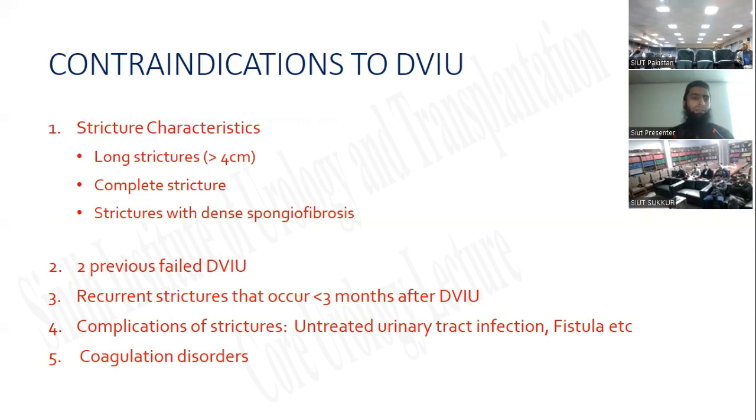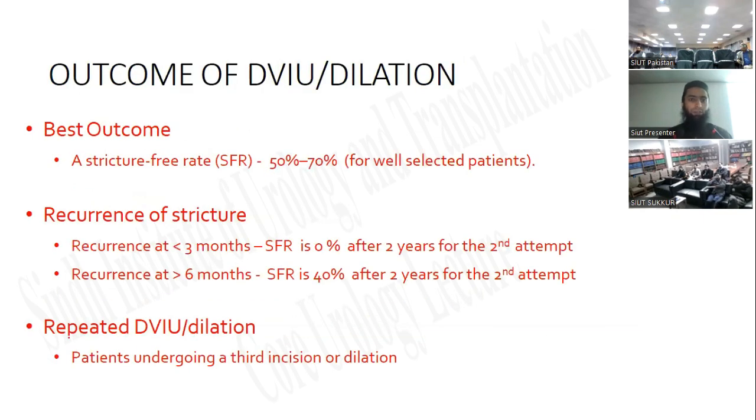Long stricture, complete stricture, stricture with dense fibrosis, or 2 previous failed DVIUs, recurrent strictures that occur less than 3 months after the first DVIU, or a complication during DVIU, or complicated strictures associated with UTI or urethrocutaneous or urethrorectal fistula, or the patient is having coagulation disorders. And these we have already discussed.